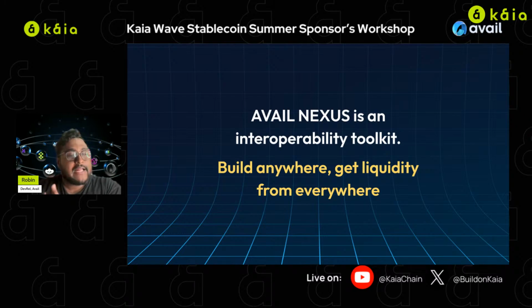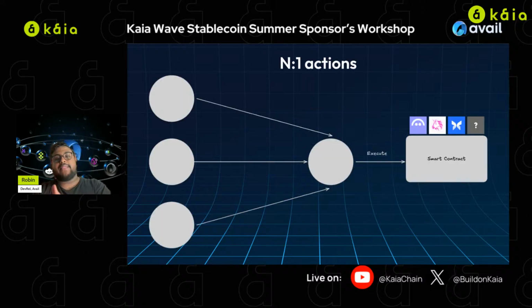But Avail Nexus is an interoperability toolkit. That means you can build anywhere and get liquidity from anywhere. That allows you to envision n-to-one actions. That is, you can source liquidity from n number of chains to your preferred destination chain and token. And not only that, it is not only bridging that you can do with Nexus. What you can also do is, with that amount of liquidity that you've sourced, you can now execute some sort of function, right? And what do I mean by execute?